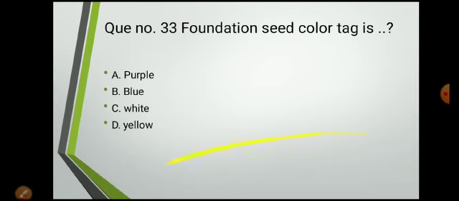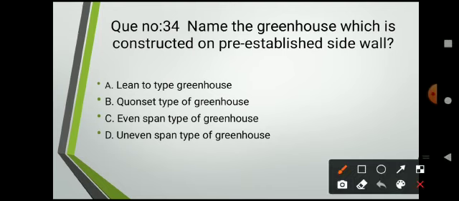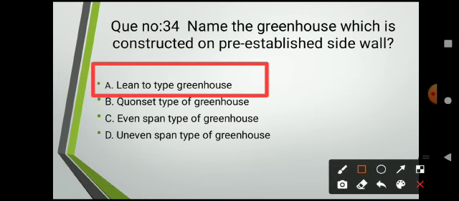Question number 34. Name the greenhouse which is constructed on pre-established side wall. Options are lean-to type greenhouse, Quonset type of greenhouse, even span type of greenhouse, and uneven span type of greenhouse. And the correct option is option A, lean-to type of greenhouse. It is constructed on pre-established side wall.